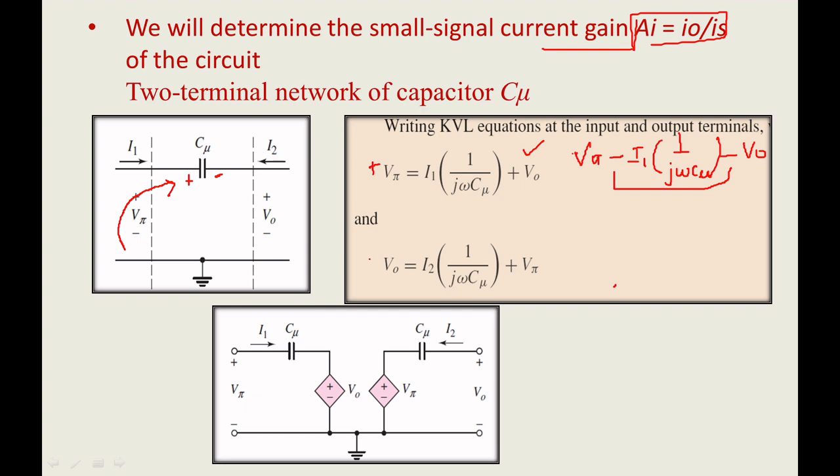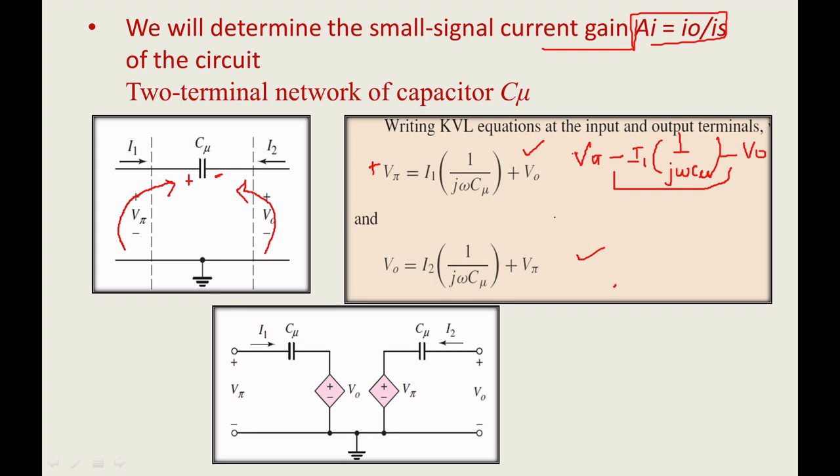Similarly, when you want to find it with respect to the next port, you apply it in the anti-clockwise direction. If you apply in the anti-clockwise direction, with V naught, I1 and I2, this is for port 2, right? So I2 into 1 by j omega c mu plus V pi. So you will be getting this equation.